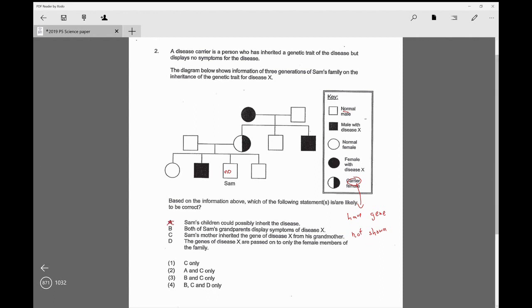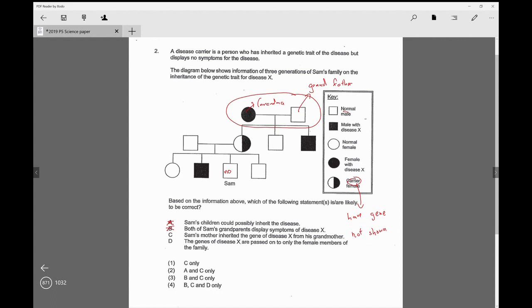They say both of Sam's grandparents, which is this group here, have displayed the symptoms. For the female, which is the grandmother, yes, the grandma has the disease shown, but not the grandfather. The grandfather is normal, he doesn't have this disease. So this information is wrong as well.